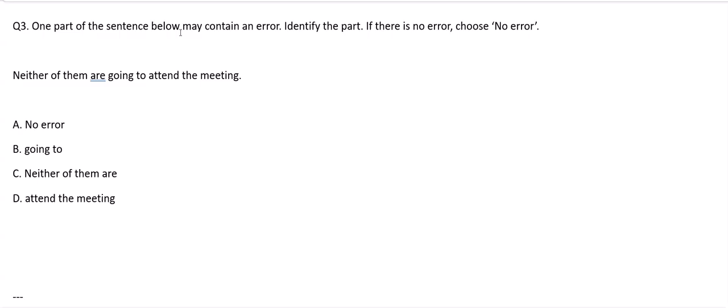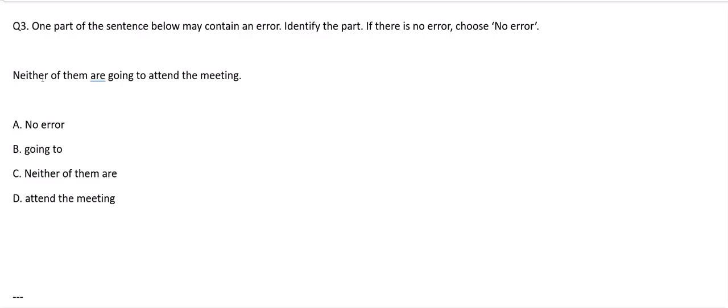The third question is also based on error identification. Here also the subject is neither of them and the verb is or. Okay, we have to see first whether the subject is singular or plural.